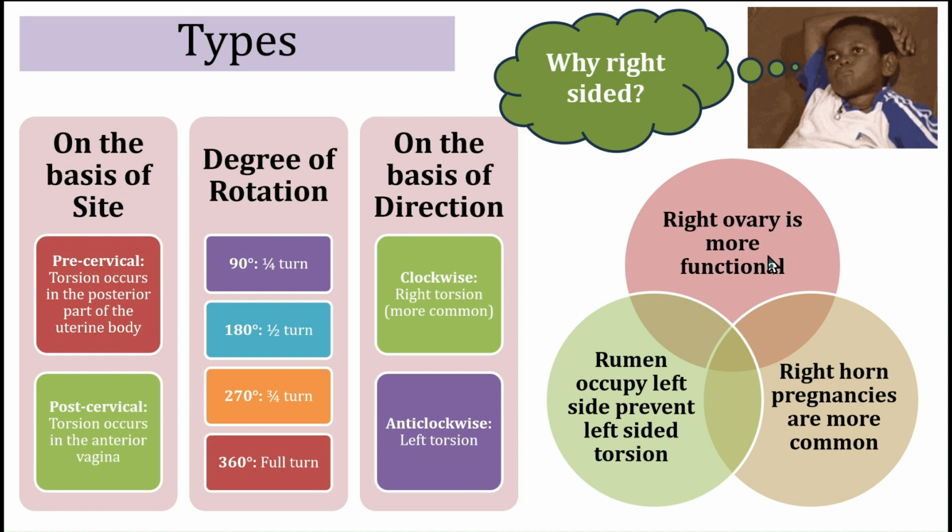The reason behind this is that the right ovary is more functional in bovine. So right-sided pregnancy will also be more common. Apart from that, on the left side there is the rumen, which prevents left-sided uterine torsion. So these are the three causes which prevent left-sided uterine torsion and cause more right-sided uterine torsion to occur.